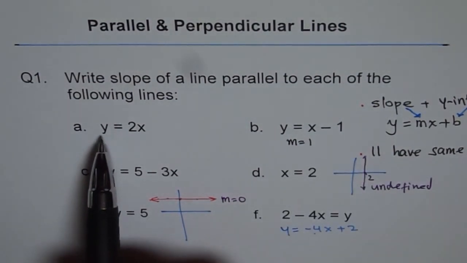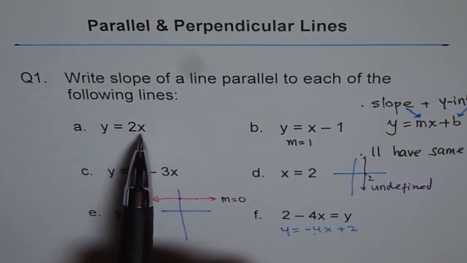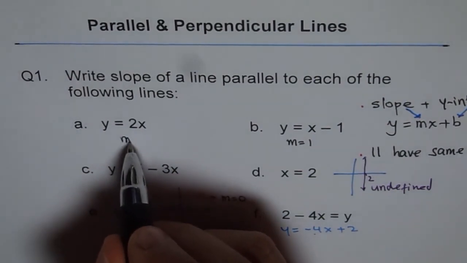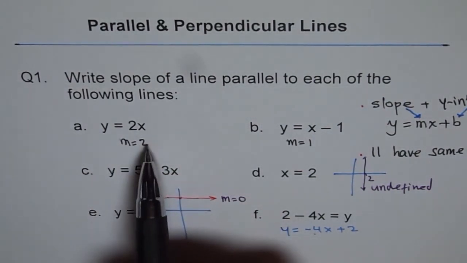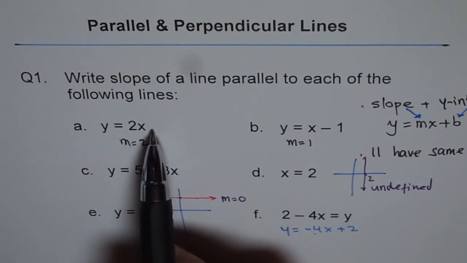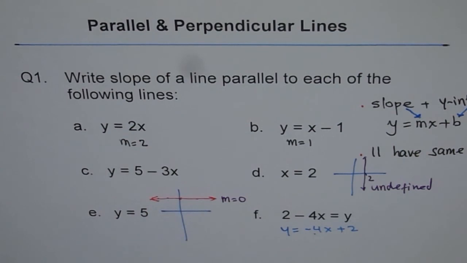What is the coefficient of x here? The coefficient of x is 2, and therefore the slope is equal to 2. Can you tell me what the y-intercept is here? It is plus 0. The y-intercept is 0. Okay. Now let's move on to question number 2.